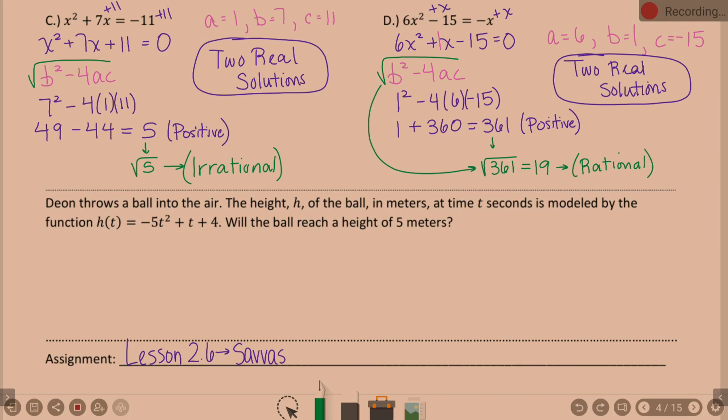Are you following my thinking there? The difference between C and D: the number I got, 5, I couldn't take the square root. This number I got, 361, I can take. It is a perfect square. We can always take the square root of a perfect square.